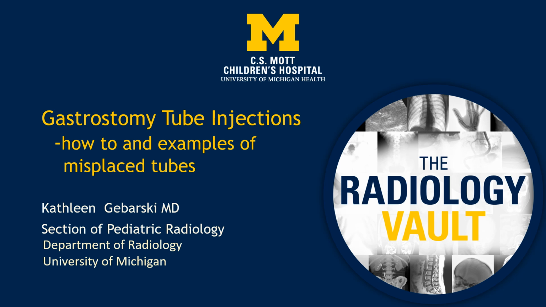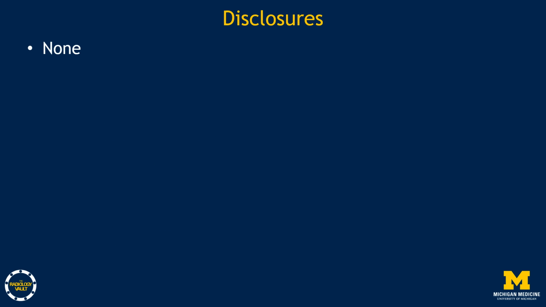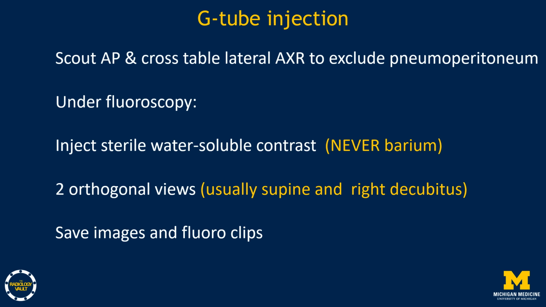Here's how to do a G-tube injection. I have no disclosures. Before beginning, get AP and cross-table lateral abdominal radiographs to exclude pneumoperitoneum. If present, depending upon the circumstances, the patient may need to go directly to surgery without the G-tube injection.